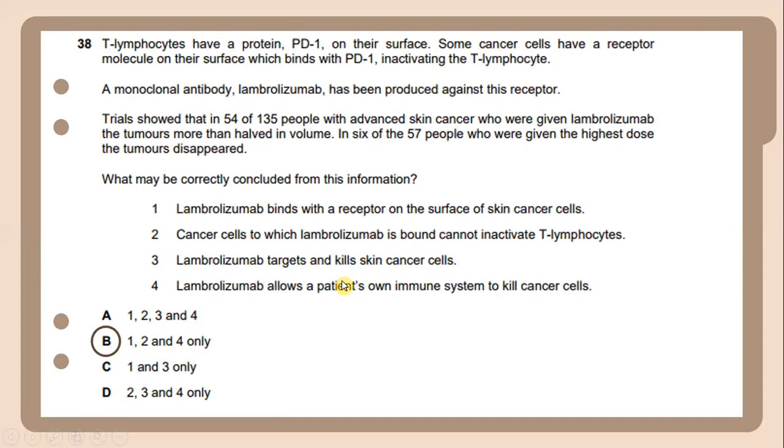And number 38, T lymphocytes have a protein PD-1 on their surface. Some cancer cells have a receptor molecule on their surface which binds with PD-1, inactivating the T lymphocyte. A monoclonal antibody, pembrolizumab, has been produced against this receptor. Trials show that in 54 of 135 people with advanced skin cancer who were given pembrolizumab, the tumors more than halved in volume. In 6 of the 57 people given the highest dose, the tumor disappeared. Which may be correctly concluded from this information? The answer will be 1, 2, and 4.